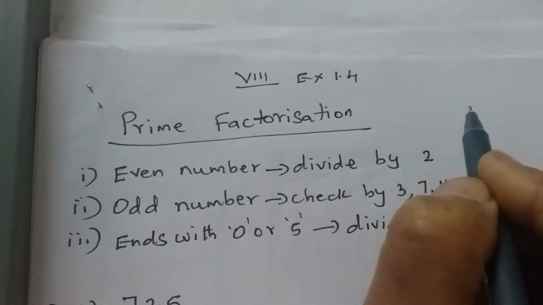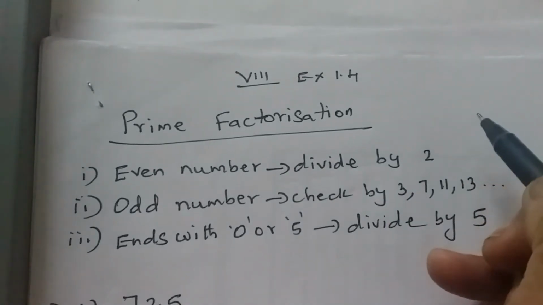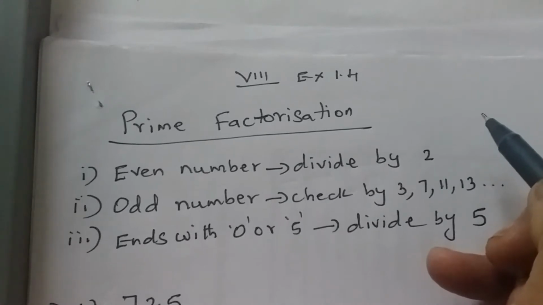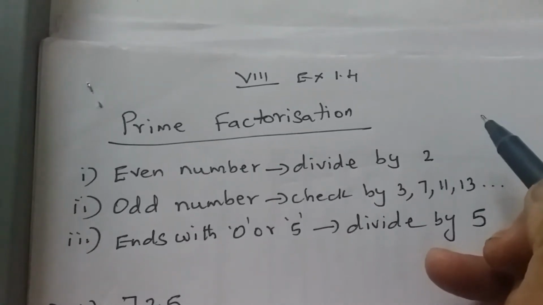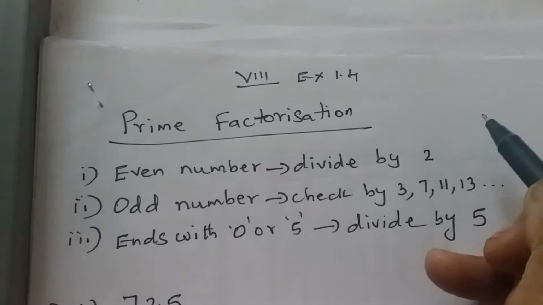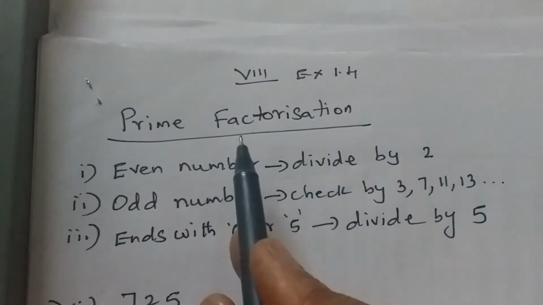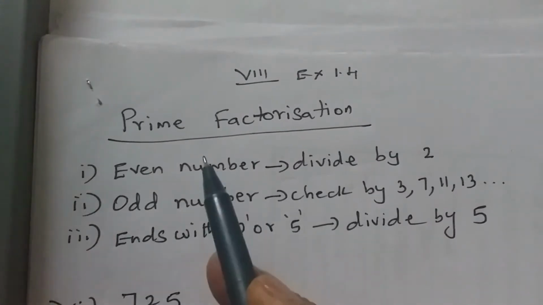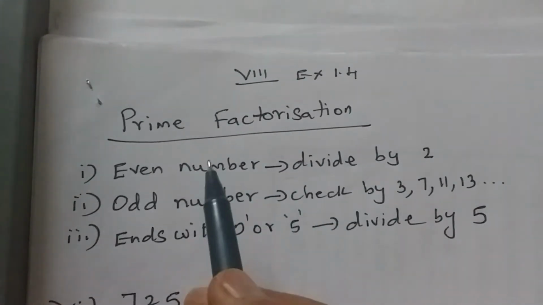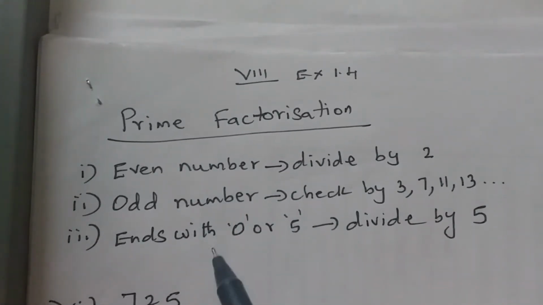For example, you take the number 17. In which tables does 17 come? Can you make out? Is it there in the 2 table? 3 table, 4, 5, 6, 7? No, it doesn't come in any of the tables. It is there only in the 1 table and the 17 table. So such numbers are prime numbers. Now prime factorization means you have to divide a number only by prime numbers. We have studied all this in the junior classes, just recalling it now.